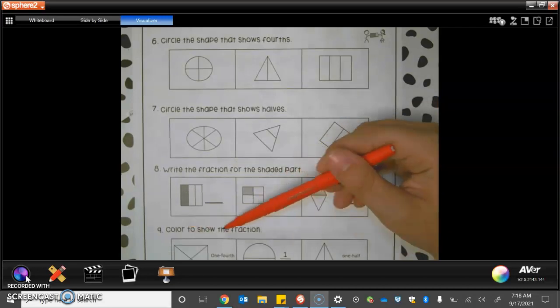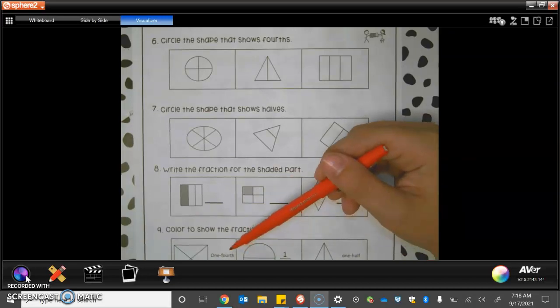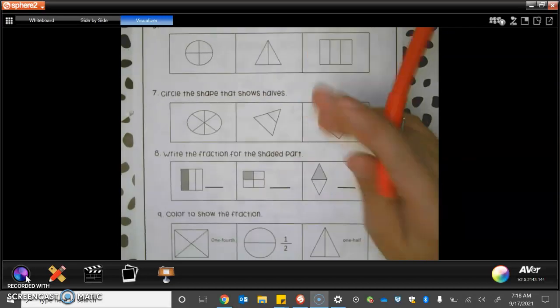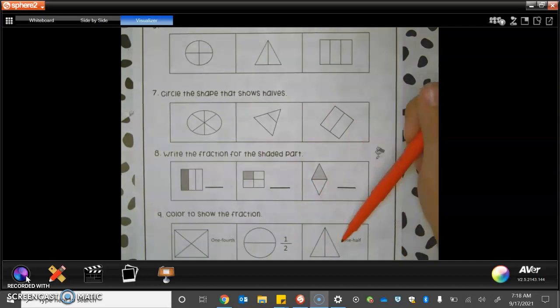Color to show the fraction. So shade in 1/4. Shade in half, 1 of 2. And shade in 1/2.